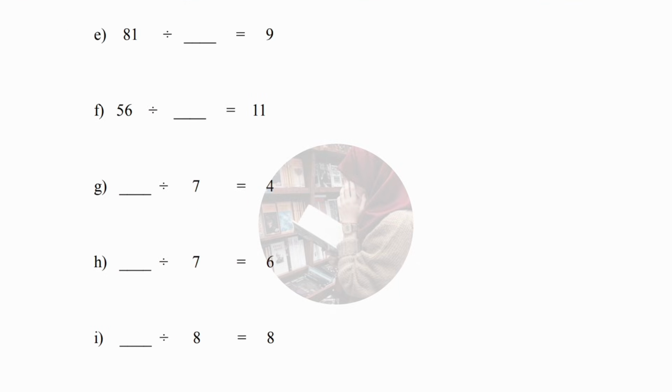Like next, fifth one, which is 81 divided by dash equal to 9. So here also we'll do the same. 81 divided by 9 will get the answer as 9. So 9 9s 81. So 9 is the correct answer.